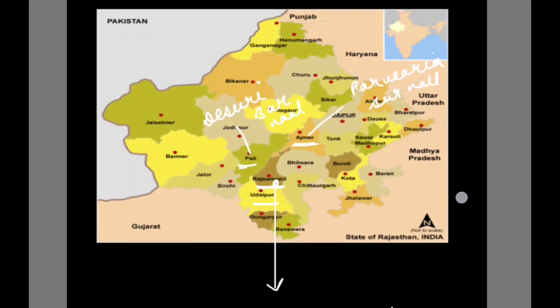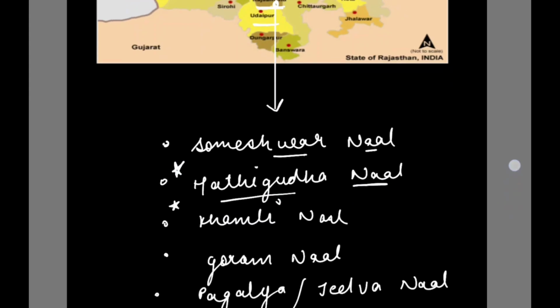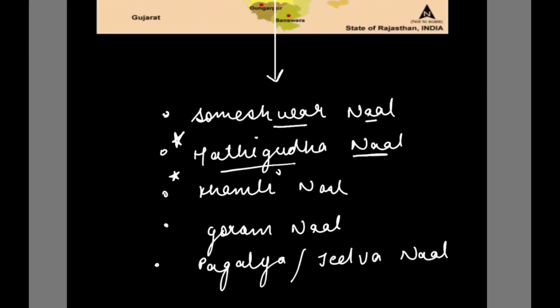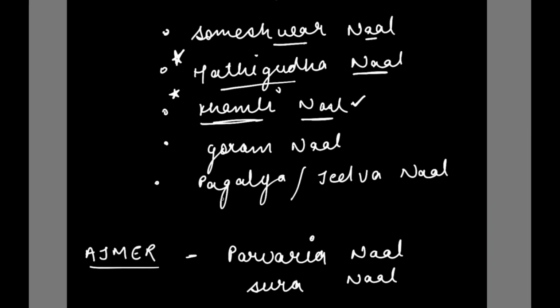Okay. Then in Rajsamand we have Someshwar Nal, we have Hathi Guda Nal, it is Hathi Guda, not Hathi Gumpa, it is Hathi Guda. Then we have Khemli Nal. If we take the recent trend of the RPSC and RMSS board, we will see that Khemli Nal is asked in multiple exams, so we need to focus on this. Then we have Gauram Nal, then we have Paglia Nal and Jilwa Nal.